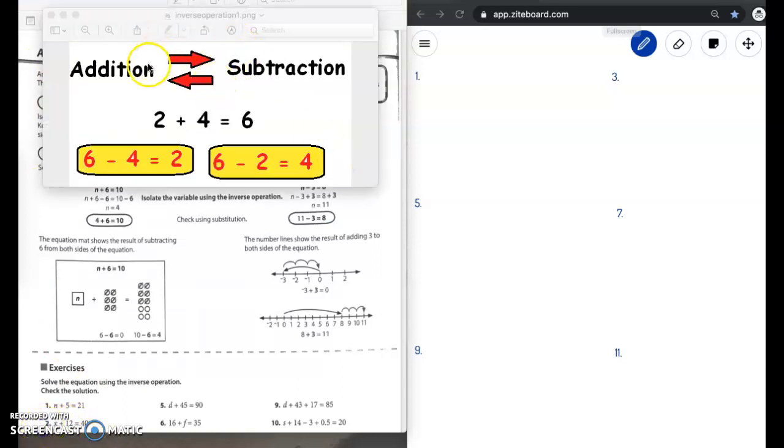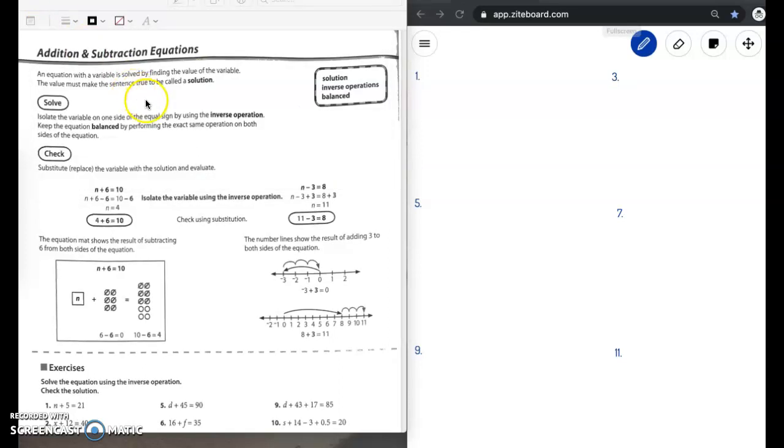Here we have it, the inverse operation of addition and subtraction. The reason they are inverse operations is because if you look at 2 plus 4 equals 6, if we subtract 4 from 6, the answer becomes 2. And if we do 6 minus 2, the answer becomes 4. They are inverse.